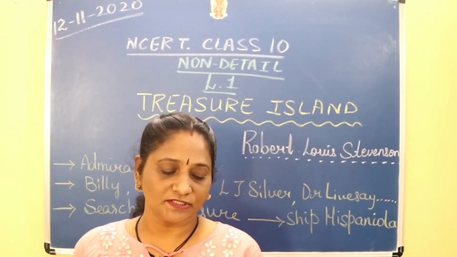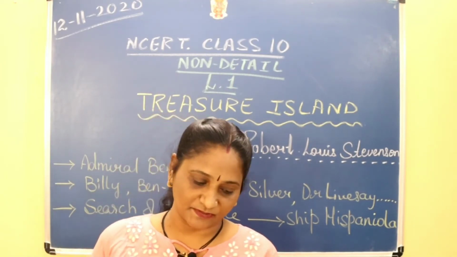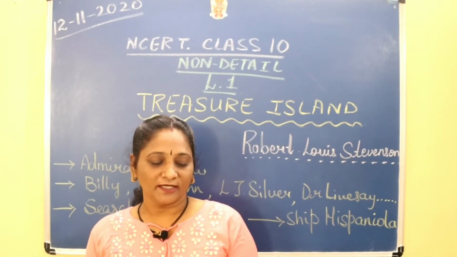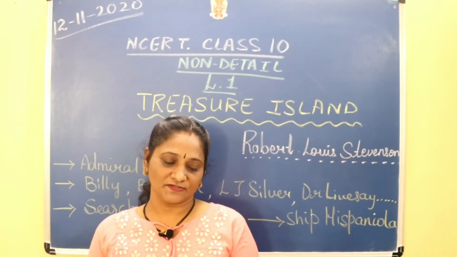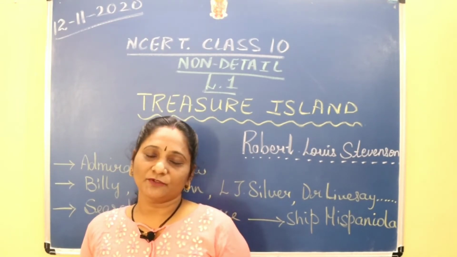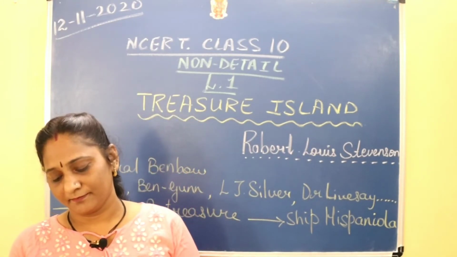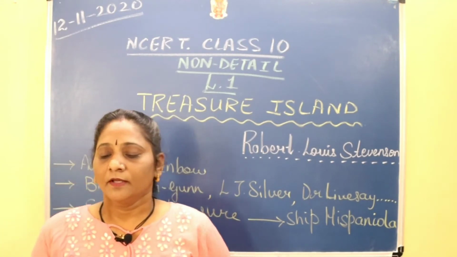Before the revenue officers could reach, the pirates had escaped. It was only Blind Pew who lay dead on the ground. He had been knocked down by one of the horses. So the important question is, how did Blind Pew die? Blind Pew died as he was knocked down by one of the horses.